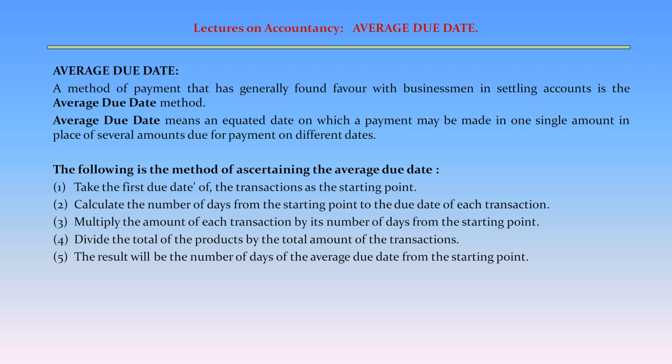The following is the method of ascertaining the average due date. Take the first due date of the transactions as the starting point. Calculate the number of days from the starting point to the due date of each transaction. Multiply the amount of each transaction by its number of days from the starting point. Divide the total of products by the total amount of the transactions. The result will be the number of days of the average due date from the starting point.